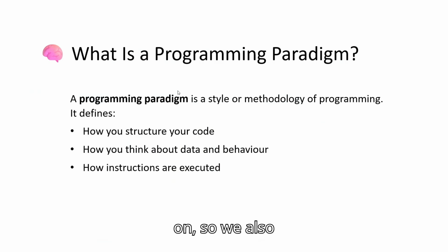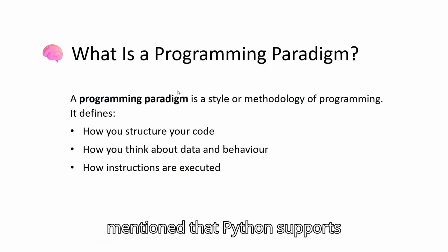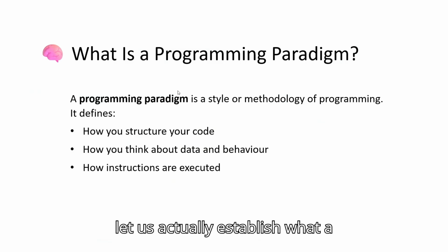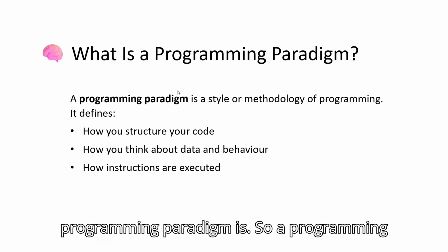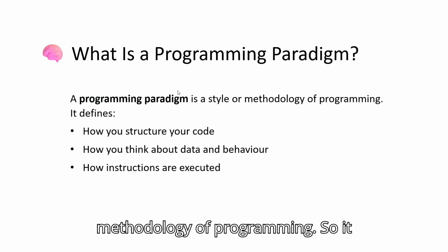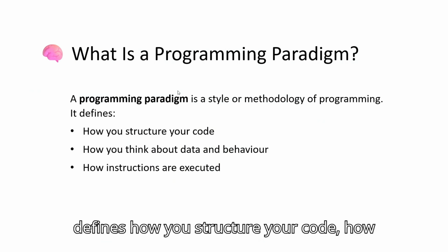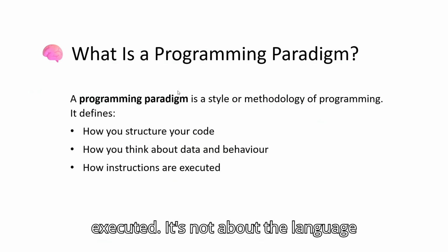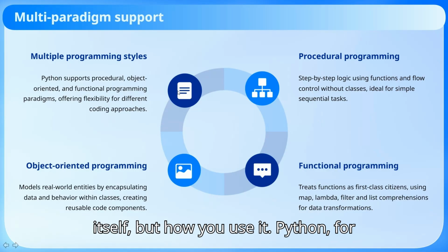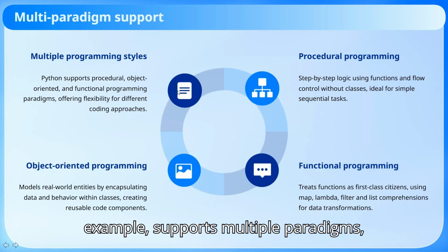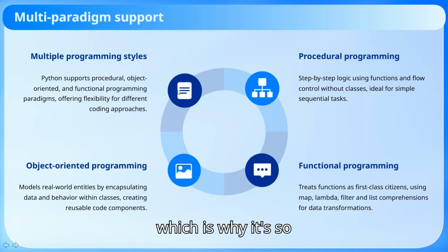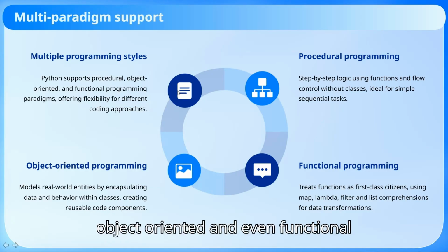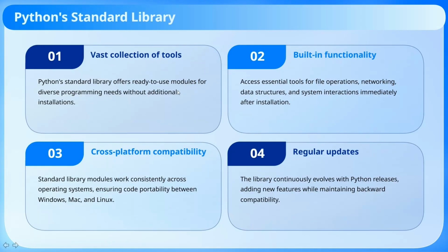Moving on, we also mentioned that Python supports multiple programming paradigms. So let us establish what a programming paradigm is. A programming paradigm is basically a style or methodology of programming. It defines how you structure your code, how you think about the data and the behavior, and how instructions are executed. It's not about the language itself but how you use it. Python, for example, supports multiple paradigms, which is why it's so versatile. Python supports procedural, object oriented, and even functional programming styles.